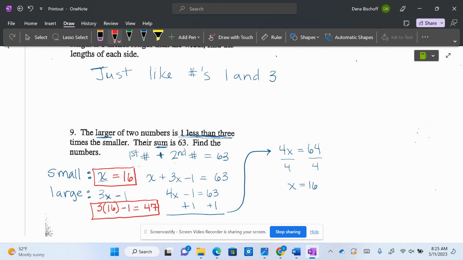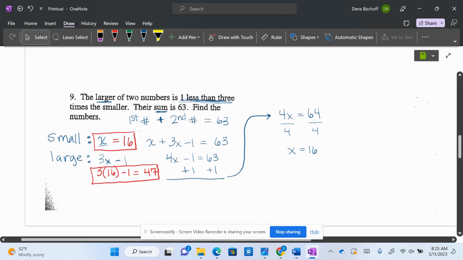Does that make sense? Okay. Let me look at the questions on the back really fast. I want to do consecutive odd integers, and that's it. So let's go to number 11. Let's do number 11 and then we'll be done.